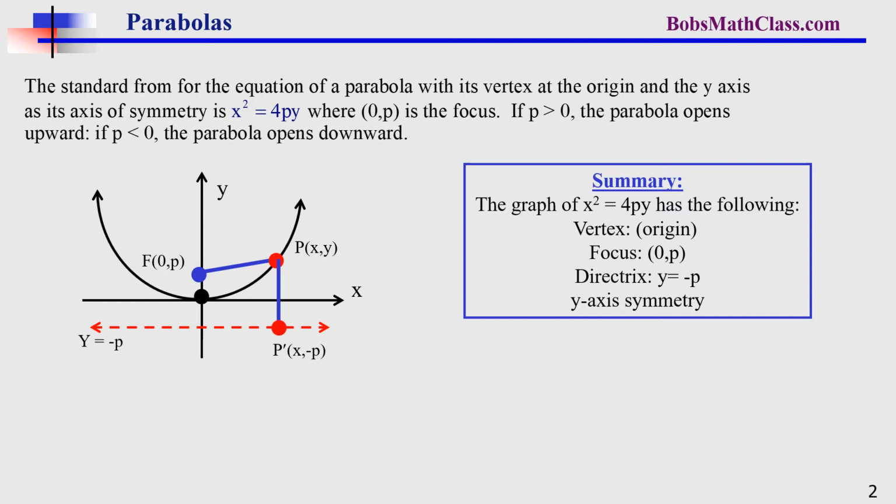If p is greater than 0, then the parabola opens up. And if p is less than 0, then the parabola opens down. And then the directrix, in that box, there's a little summary there. The directrix is y equals negative p. So what the deal is, whatever the distance is from the vertex to the focus, let's say it's 2 units. Then what you do is you just count the same number of units down, 2, and then that's where you would draw the directrix. So it's the same distance.